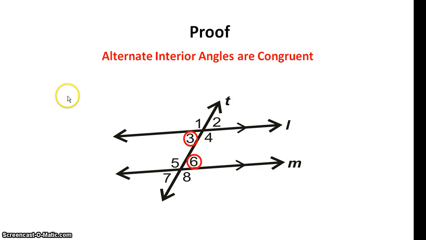Hello, today we are going to prove a theorem that alternate interior angles are congruent. We are given a line L and a line M that are parallel lines, and we are also given a transversal T that cuts through both of those lines. Our alternate interior angles are circled in red, and we are supposed to prove that these two alternate interior angles are congruent.